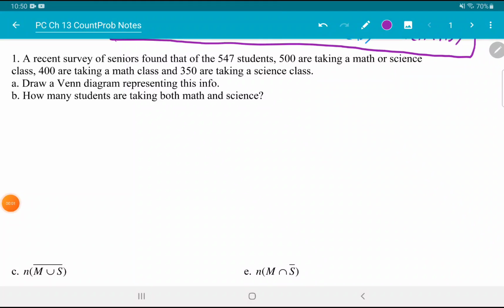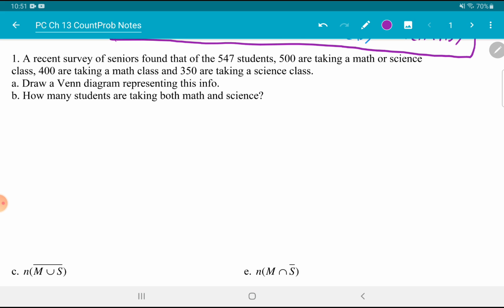Let's do an example with Venn diagrams. Number 1, a recent survey of seniors found that of the 547 students, 500 are taking a math or science class, 400 are taking a math class, and 350 are taking a science class. We're going to draw a Venn diagram representing this information, and then we'll also find out how many students are taking both math and science.